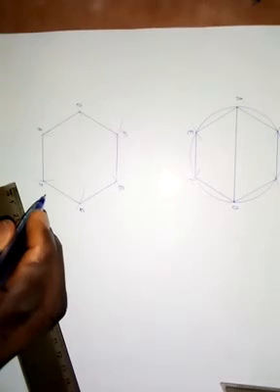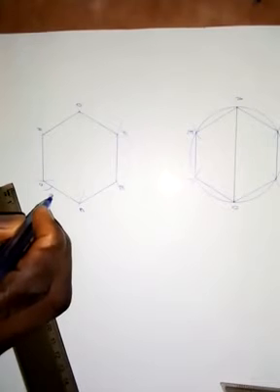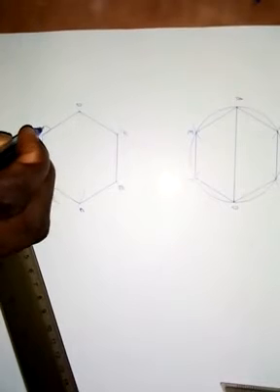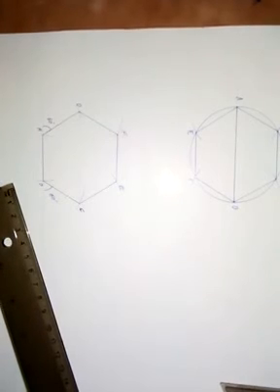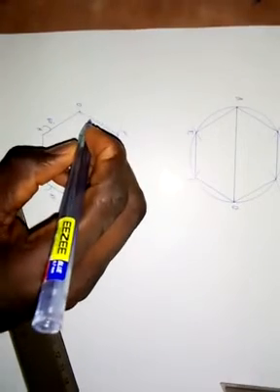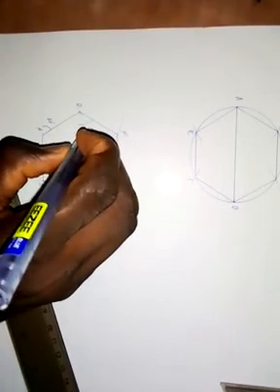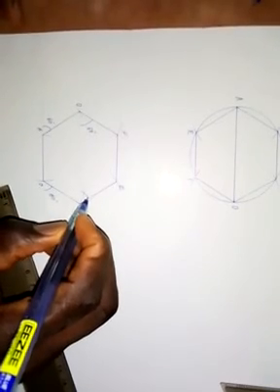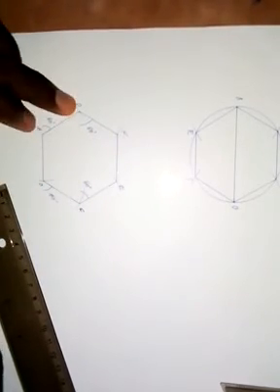The angle here is 60 degrees because I used my 60-degree set square to draw that line. So this line is inclined at an angle of 60 degrees to the horizontal line. The angle here is also 60 degrees because this line is inclined at 60 degrees to the horizontal line. Also, the angle here is 60 degrees. So the line is at 60 degrees to these horizontal lines.